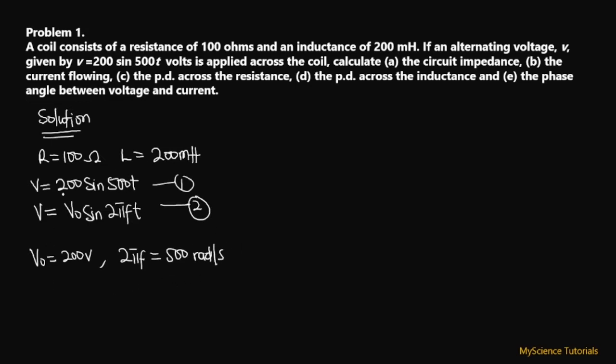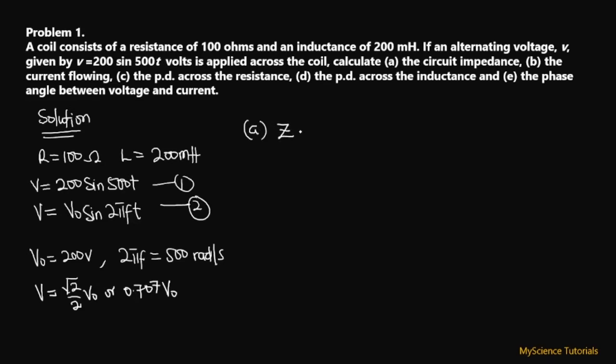Now that we have this, to calculate the applied voltage in this particular circuit, which is the V that we'll be using for the calculation, this is equal to root 2 on 2 times V naught, or 0.707 multiplied by V naught. This is how we find the voltage in this particular case. All right, so the first thing we've been asked to find is the impedance of the circuit.